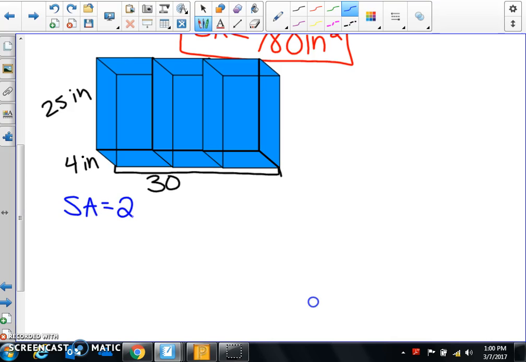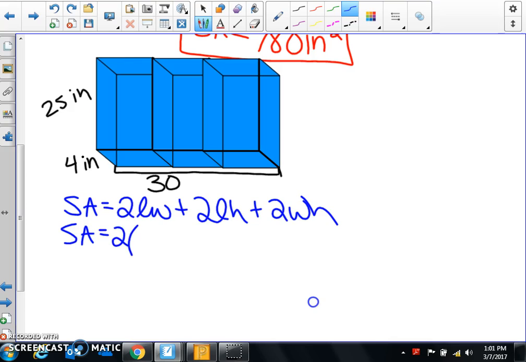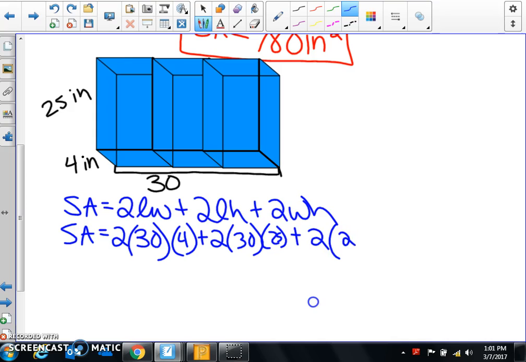The surface area is 2 times length times width, 2 times length times height, 2 times width times height. Okay, 2 times the length, which is now 30, times the width, 4. Plus 2 times the length, 30, times the height, 25. Plus 2 times 25 times 4.